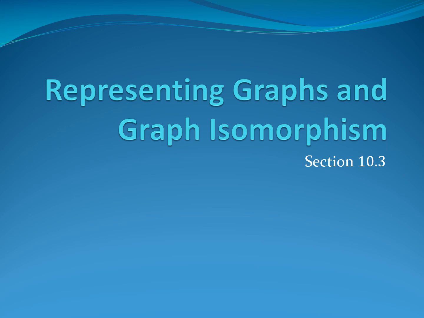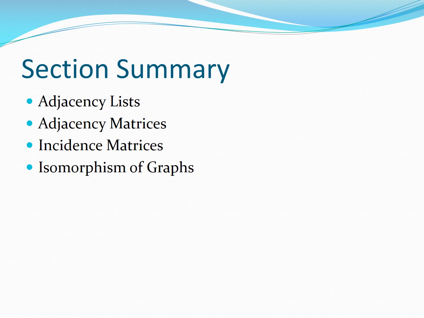All right, so the final topic in this chapter is going to be how to represent graphs in the form of matrices and the concept of graph isomorphism. All right, so what is the section summary? The different ways in which you can represent graphs are listed right here. You can represent a graph in the form of an adjacency list or an adjacency matrix or an incidence matrix, right? So we're going to look at each of them with examples to learn how to take a graph with vertices and edges and represent it in the form of a matrix or a list.